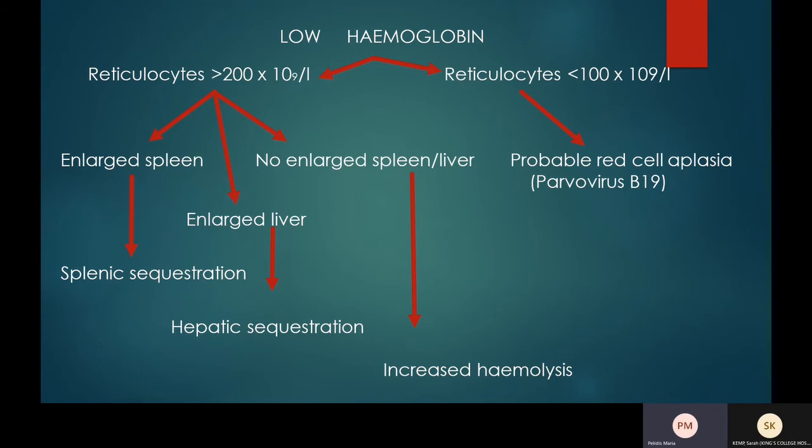If the reticulocyte count is very high, generally greater than 200, and they have an enlarged spleen, one would be concerned for a splenic sequestration. If there's an enlarged liver, one would be concerned for hepatic sequestration, and if the exam does not have an enlarged liver or spleen, then one would worry more about increased hemolysis. However, if the reticulocyte count is less than 100 and particularly very low, sometimes as low as 0, then we think about a red cell aplasia, often due to infection with parvovirus B19.